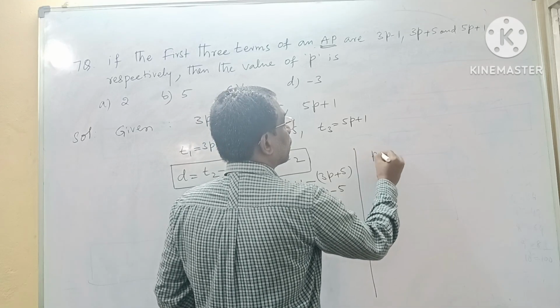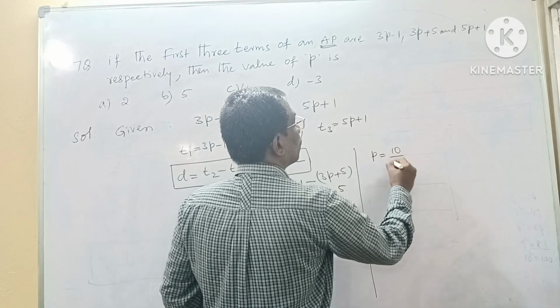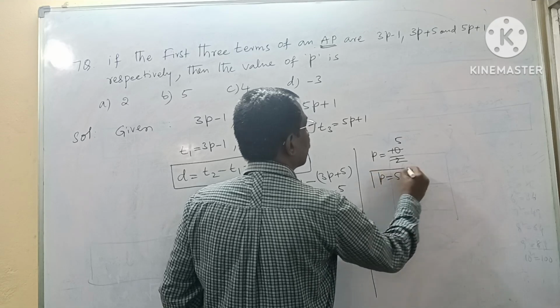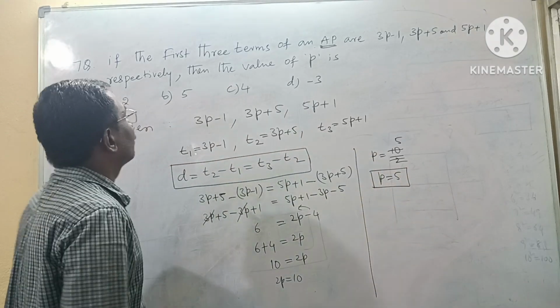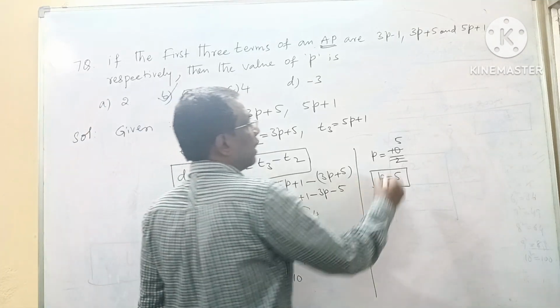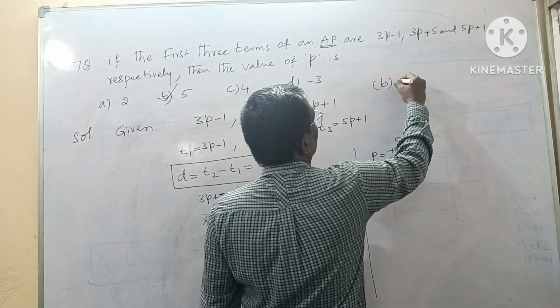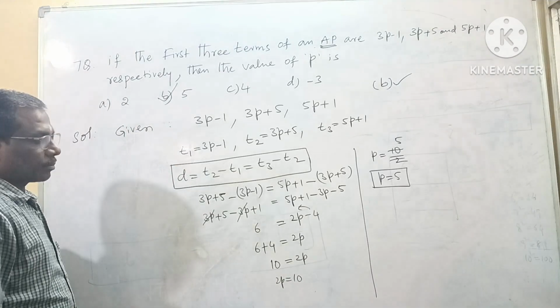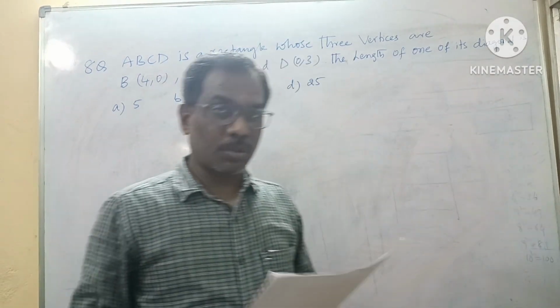Then p is equal to 10 by 2. So 2 fives are 10. What is the p value? The p value is 5. So B option is correct. Option B is the correct answer. B is the correct answer for the 7th question. Now we do the 8th question.